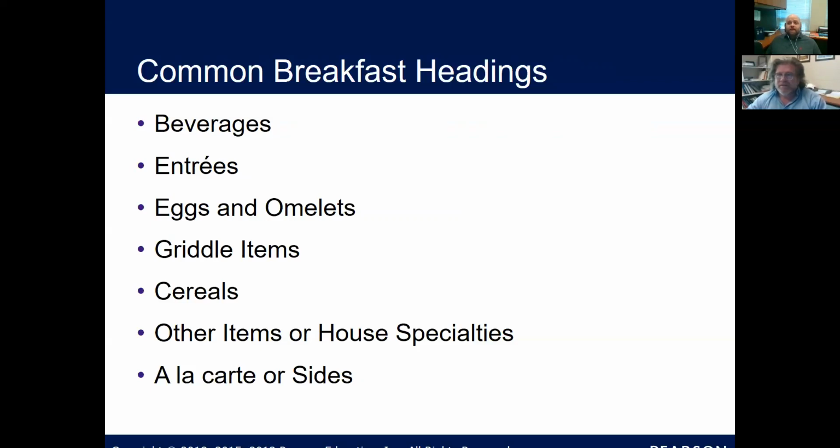So in omelets, you can have just the regular whole egg omelet, egg substitute, and there are lots of standard omelets, like Western omelets or egg white omelets. And Denver, and whatever you've got out there. Then pancakes, the griddle items. You can have breakfast sandwiches. Cereal is a common choice. Then there are other items that are house specialties.